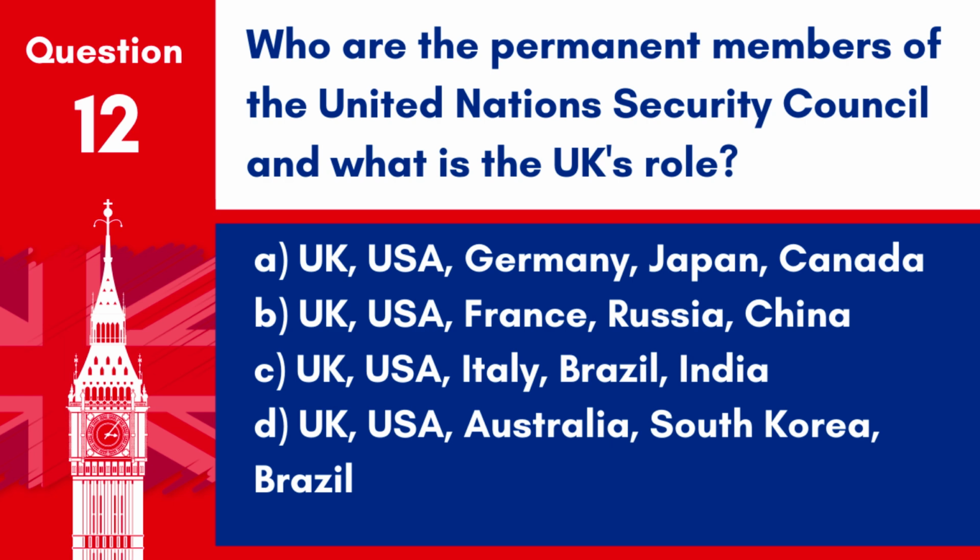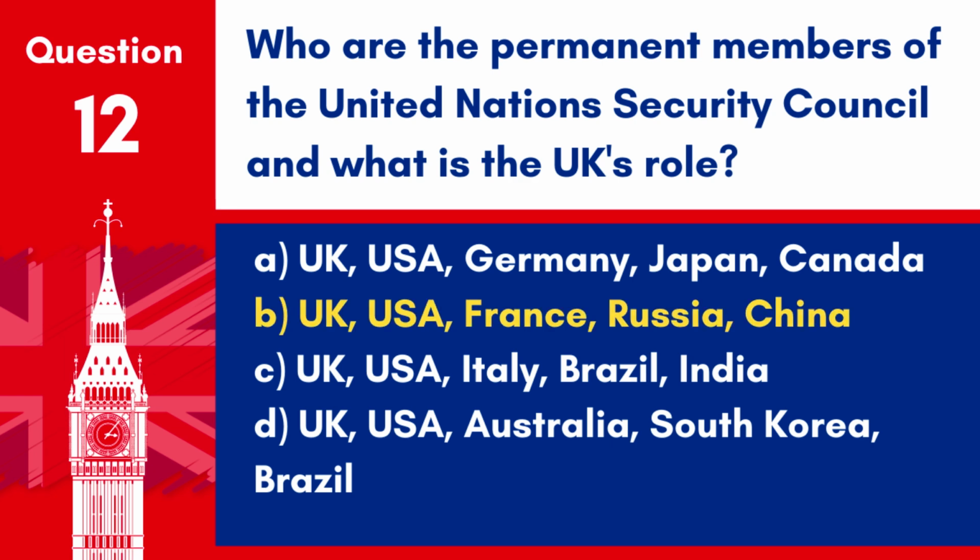Question 12. Who are the permanent members of the United Nations Security Council, and what is the UK's role? A. UK, USA, Germany, Japan, Canada. B. UK, USA, France, Russia, China. C. UK, USA, Italy, Brazil, India. D. UK, USA, Australia, South Korea, Brazil.